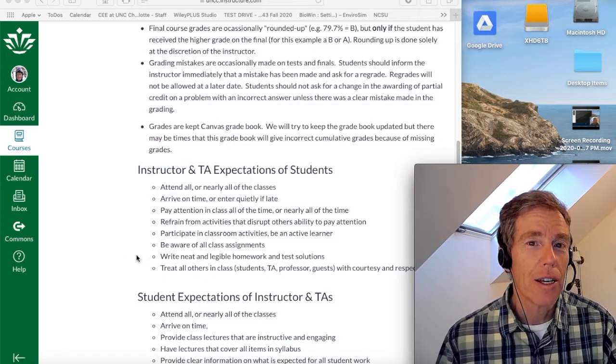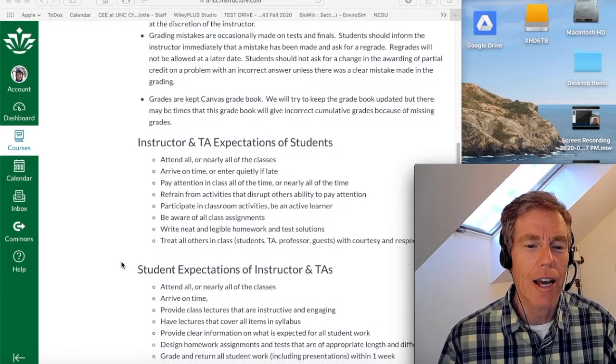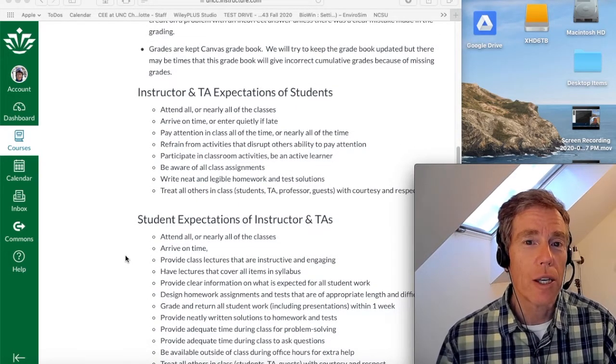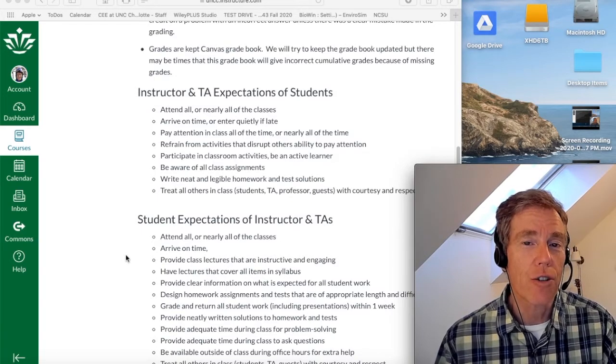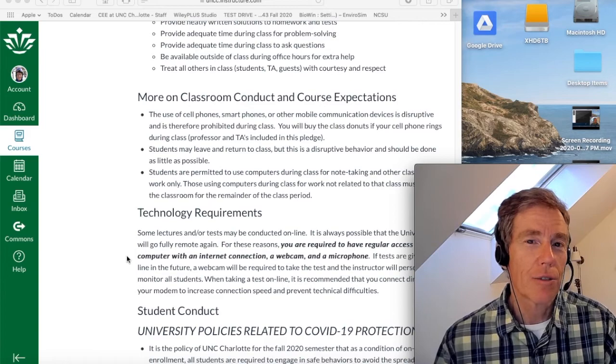And then there's information on what our expectations are of you. Basically, that you attend all or mostly all the time, that you arrive on time, and that you treat all others in the class with courtesy and respect. There are similar expectations that we believe you have of the instructor and the TAs. You can read those here. This information on classroom conduct really has to do with the lectures once we're in person.